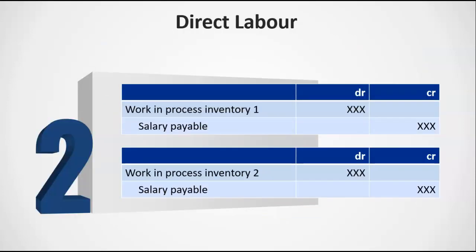The next one is direct labor. So direct labor costs involved in production will be recorded in the respective work in process inventory accounts. So for department 1, you debit work in process inventory 1 and credit salary payable. For department 2, you debit work in process inventory 2 and credit salary payable.